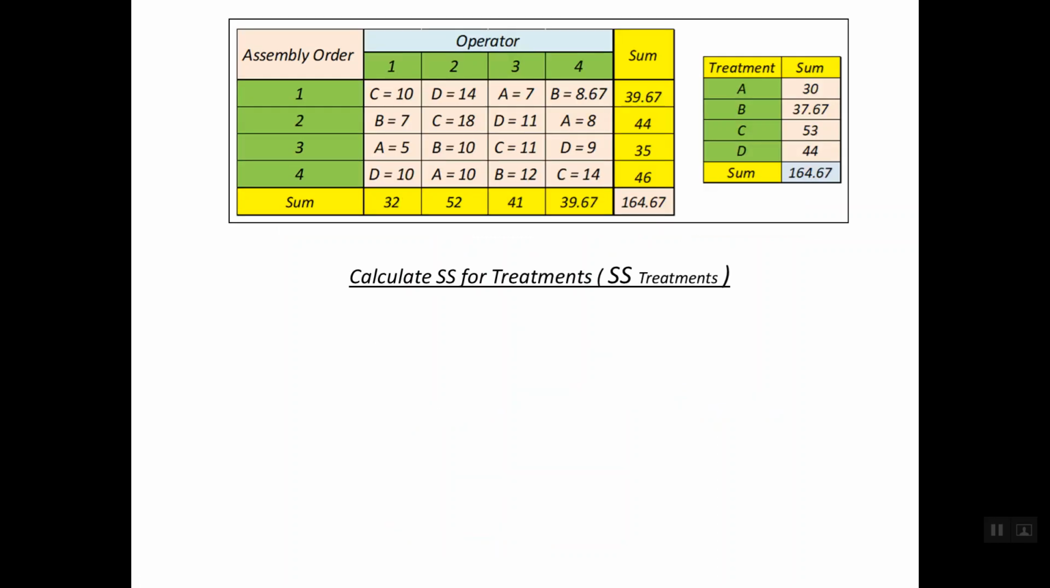Now we should calculate the SS for the treatments. In the table up to the right, we have the sum of the observations for each treatment. For example, for treatment A, it's 30. For B, it's 37.67. For C, it's 53. And for D, it's 44.